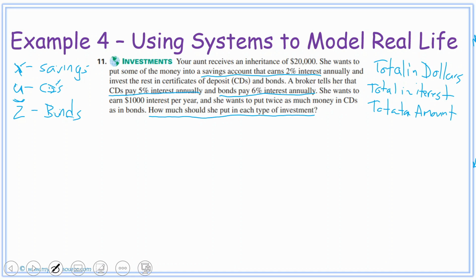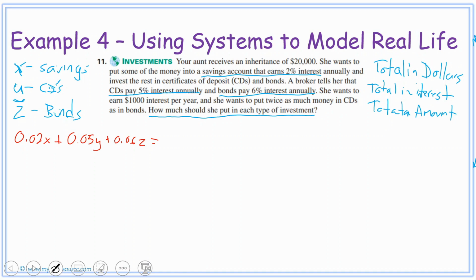All right, so let's go ahead and start off with the second one, which is easy to start with, total interest. Our x is savings, y is CDs, and z is bonds. And so if we start off with our savings account, we have a 2% interest per savings, right? So we have 0.02, that's 2% as a decimal, x, plus what is our interest in CDs? 5%. So that's 0.05 times y, plus our z, our bonds, is 6% interest annually, so that's 0.06z.